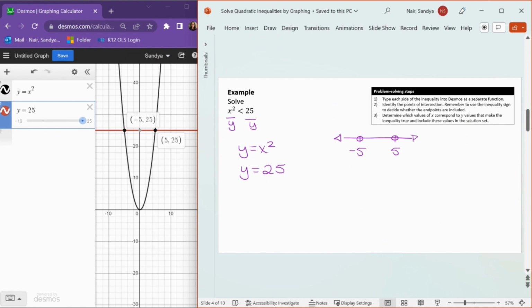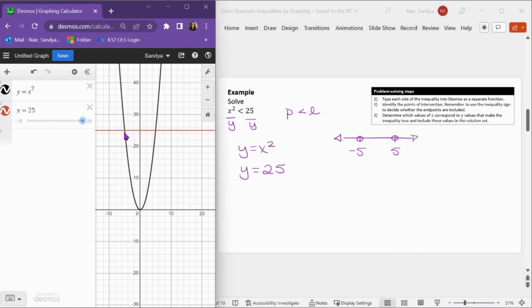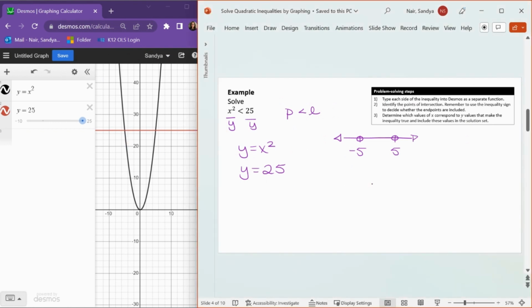So this is asking us to look for places once again where the parabola is less than the line, and the parabola is below our line in this region right here, right? So here we have a region where the parabola is below the line. So we'll say that it goes from negative 5 to 5 and the endpoints are not included. So we'll say negative 5 to 5. In other words, negative 5 is less than x, which is less than 5.